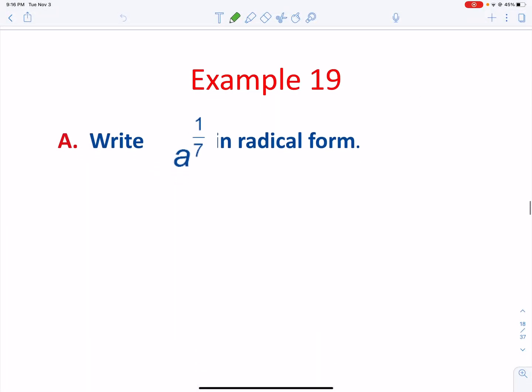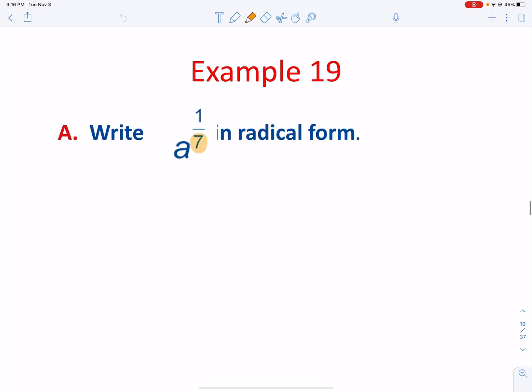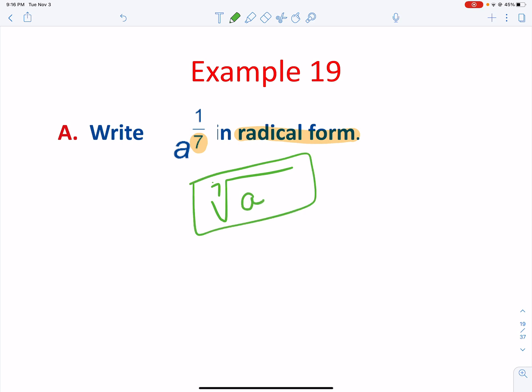Okay, so find example 19. You should have by now done the exploration I sent to you, and you should have seen that whatever the denominator is in the fraction is actually the radical as well. So all they want you to do when they ask you to write it in radical form is write this as the 7th root of a, because it's to the 1/7. So the number on the bottom is the root.